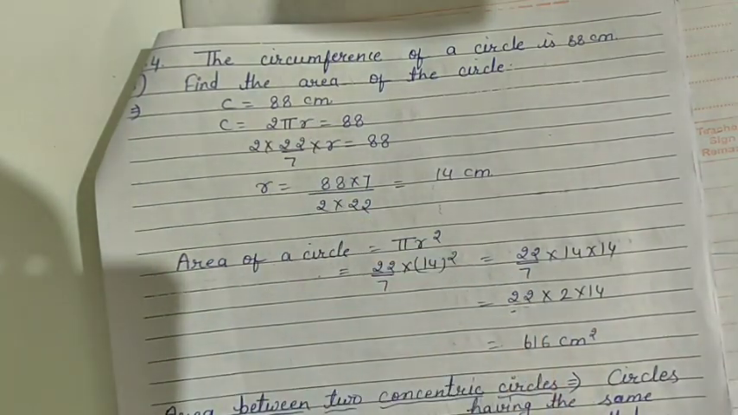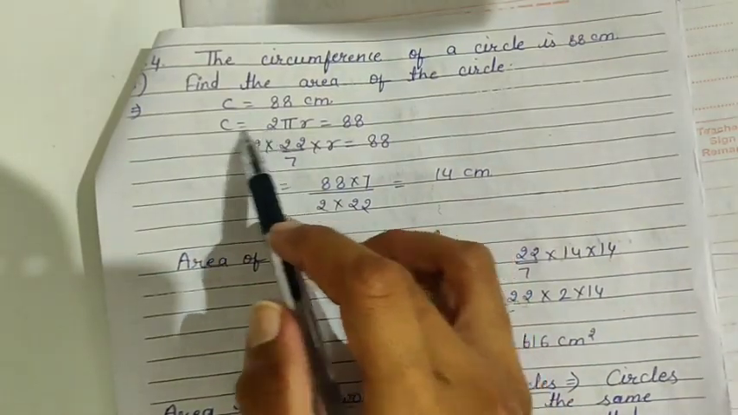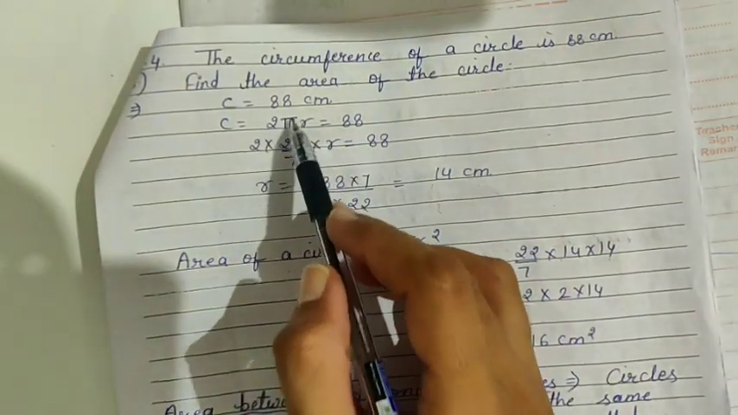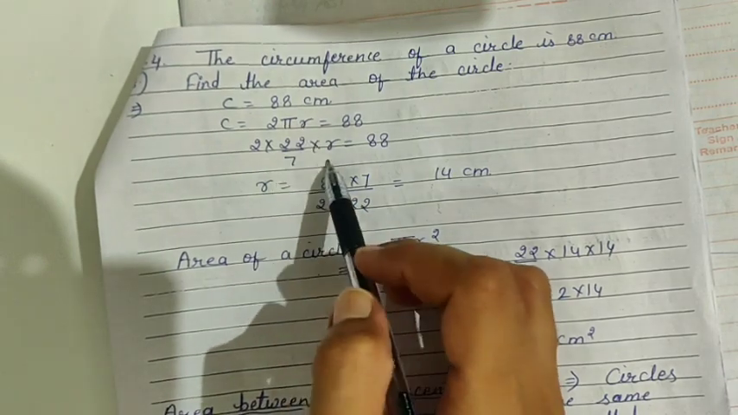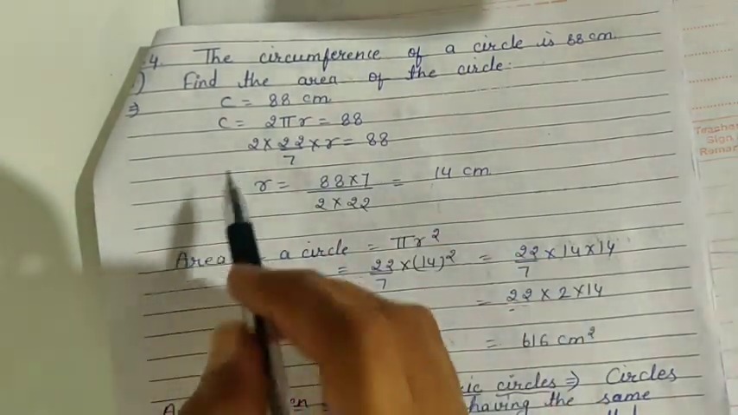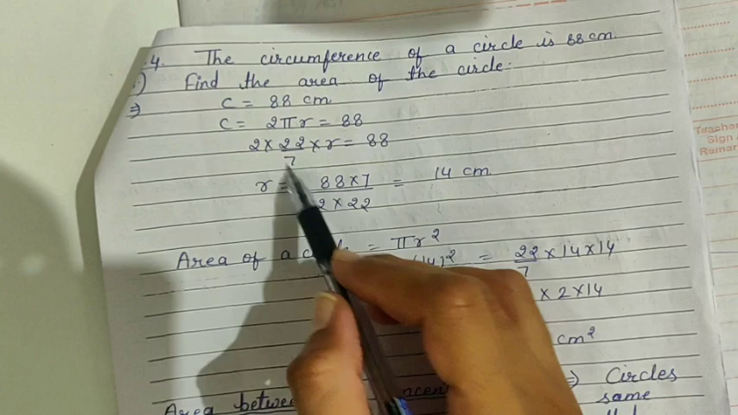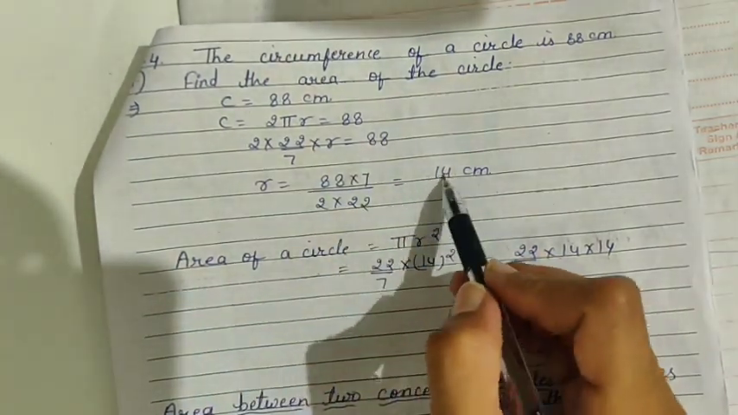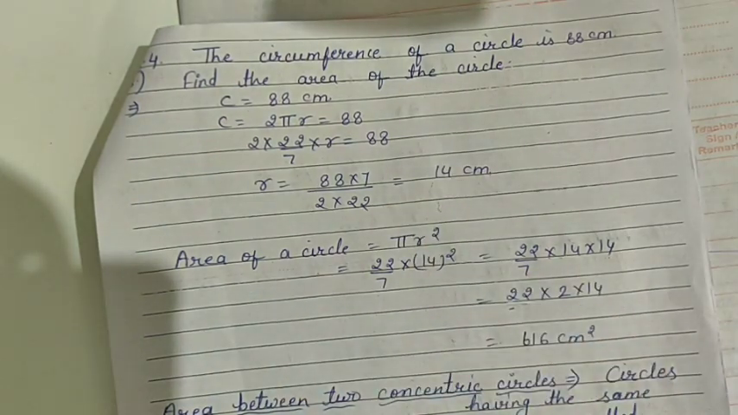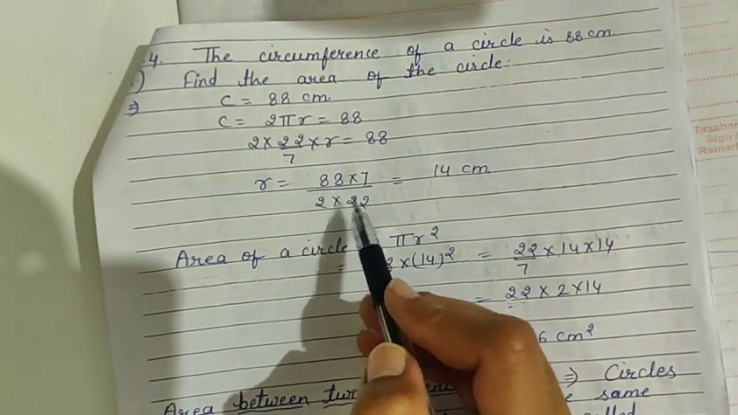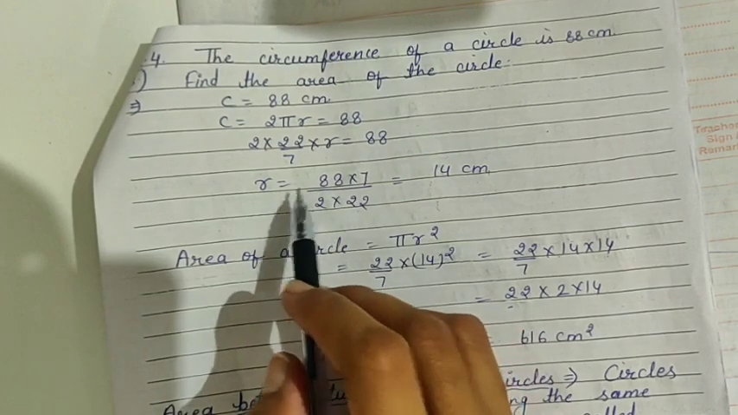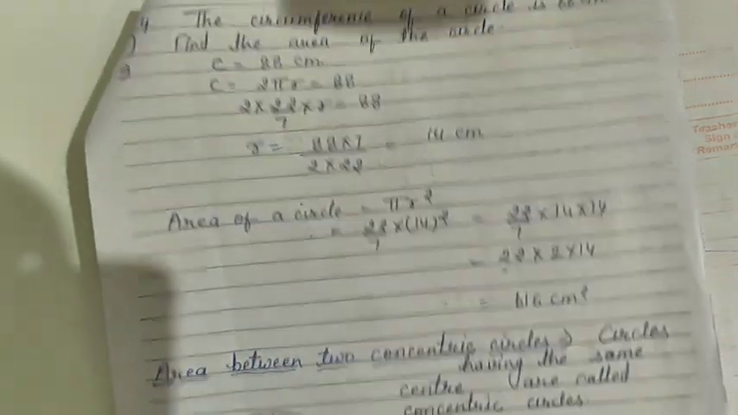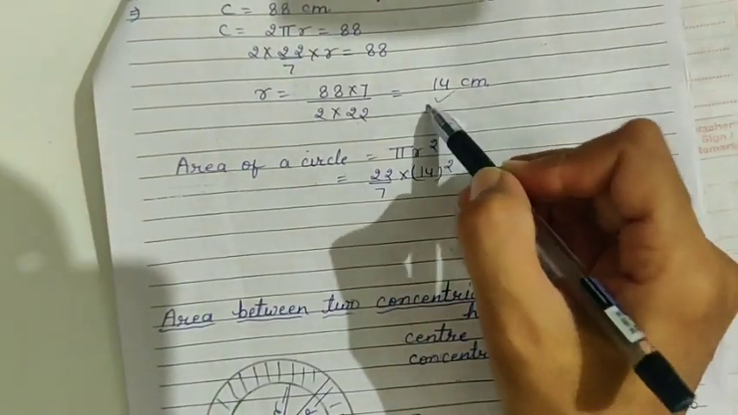Circumference is 88 centimeter and circumference is equal to 2 pi r. So 2 into 22 upon 7 into r is equal to 88. So r is equal to 88 upon 7 into 7 upon 2 into 22, which is equal to 14, because 88 is divided by 22 4 times. So 4 into 7 upon 2 is equal to 14. Now r is equal to 14 centimeter.